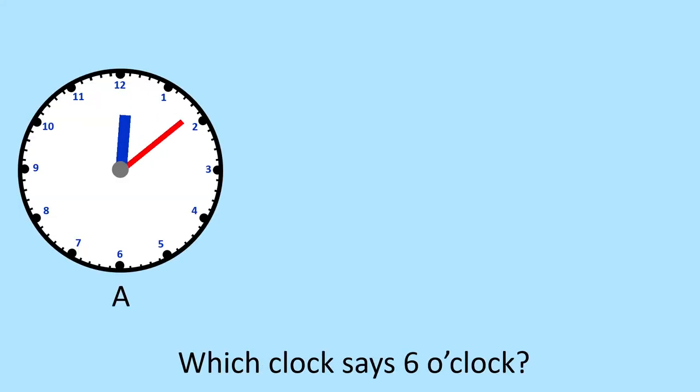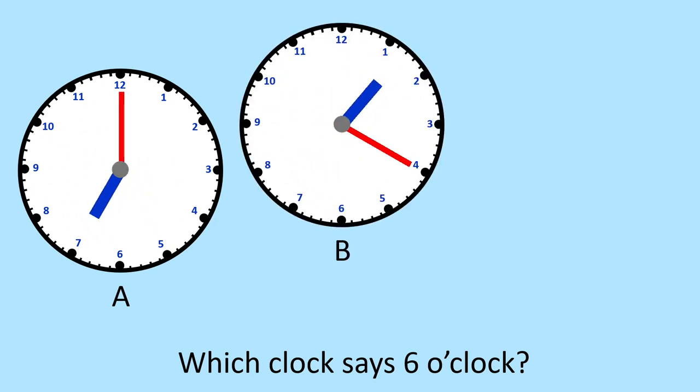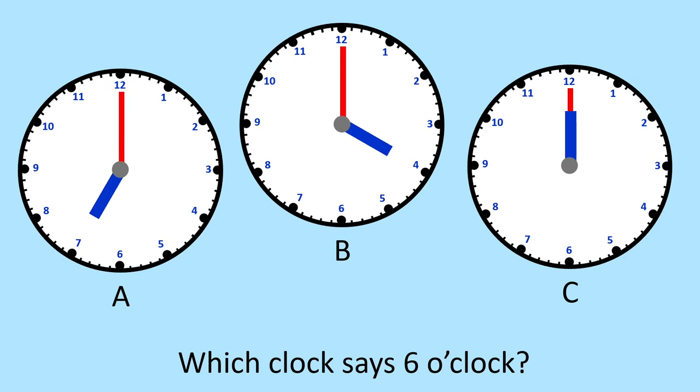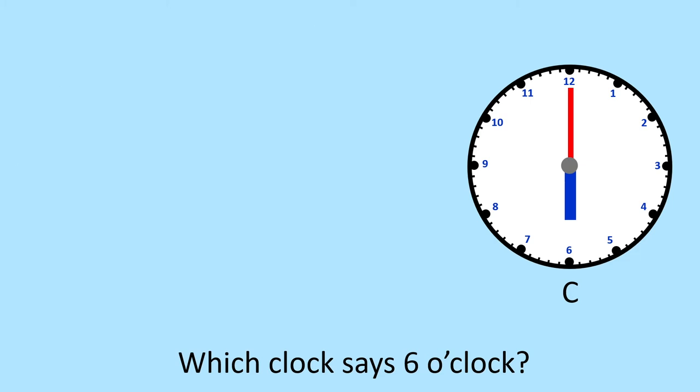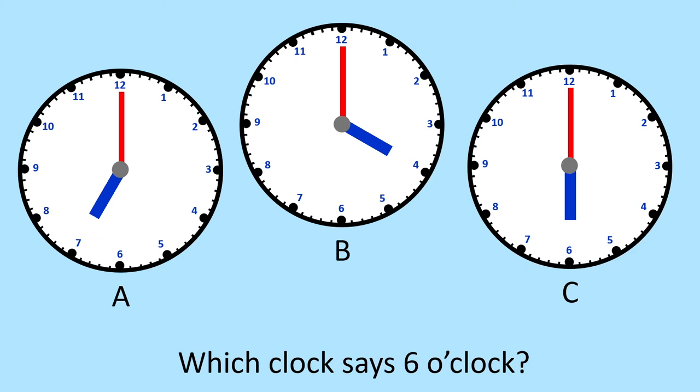Which clock says 6 o'clock? It's clock C. Clock A says 7 o'clock. Clock B says 4 o'clock.